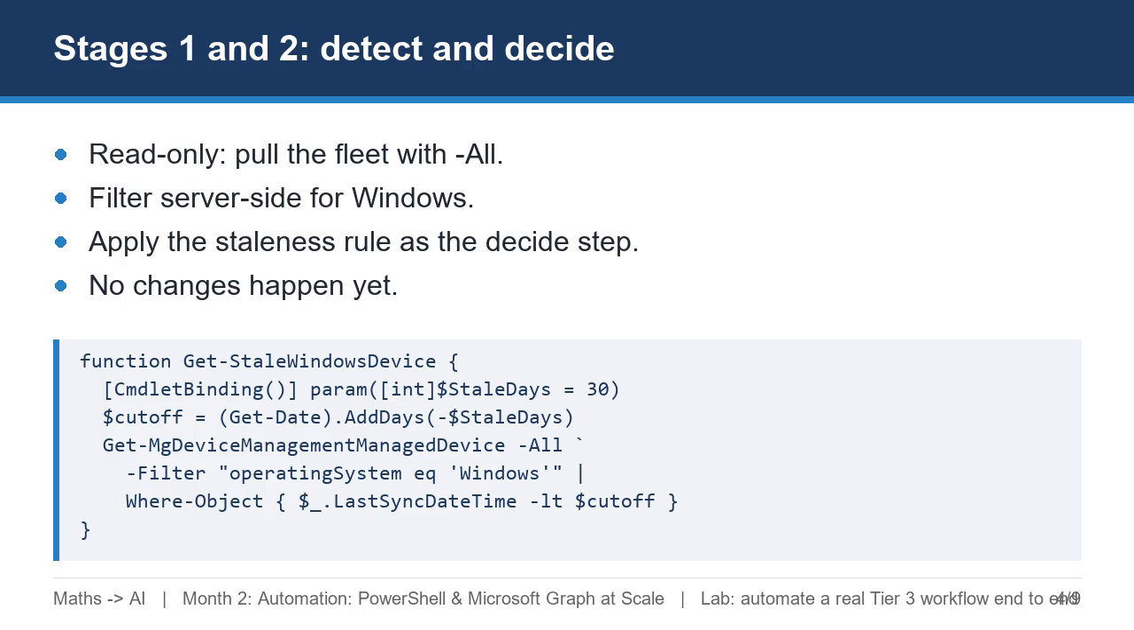Stages 1 and 2 are detect and decide, and they are entirely read-only. Pull the fleet with -All so you miss nothing, filter server-side for Windows to keep it fast, and then apply your staleness rule, last sync before the cutoff. The decide stage is just that Where-Object predicate separating healthy from unhealthy. Nothing changes at this point, which means you can run it against production safely, all day, to size the problem before you act.